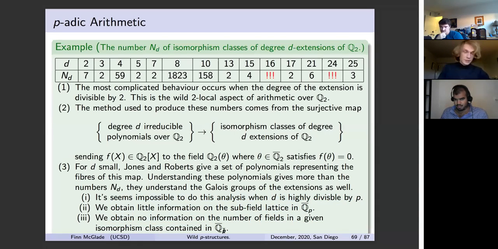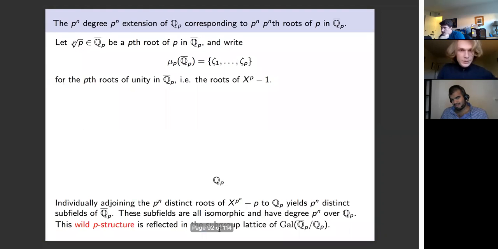So if I fix some isomorphism class of extensions and ask you, okay, how many subfields of Q_p bar are there which are isomorphic to my fixed field? They're not able to really tell you about that. So this actually turns out to be pretty hectic. Let me give you an example of the type of thing that can happen.